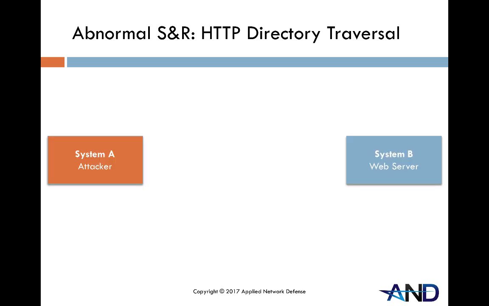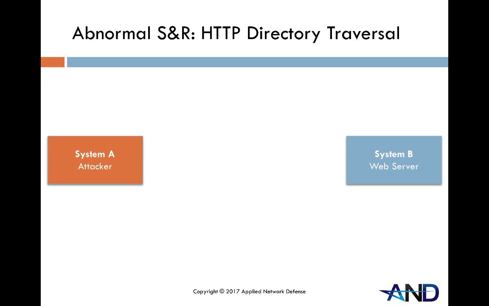Now, in this case, we have System A, who is an attacker. It's a bad guy. We have System B, which is a legitimate web server. In this case, System B is running a web server. Let's say it's Apache in this case. And Apache is configured with a specific user account that only has permission to access the Apache web root. So the series of files and folders that you want shared out over the internet. That's all it can access, and that's all we want it to access, because that's all we want users to be able to access when they interact with it.